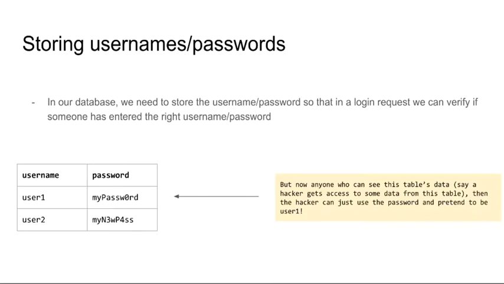When we log in, we send the username and a password to our server. Our server compares the username and password by values that it already has. Typically, the value is stored in a database. So for example, we might have a database table that contains two columns, username and password. And let's say user 1 has a password called my password and user 2 has a password called my new pass.